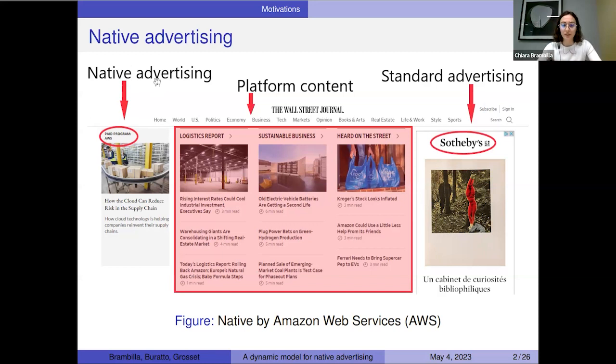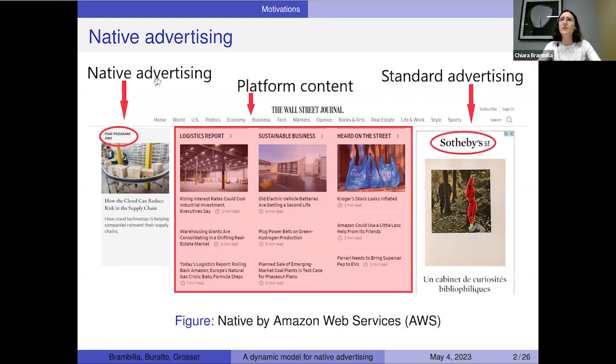meaning that this article is in fact native advertising supplied by Amazon Web Services. So we can see that native advertising is that kind of advertising that resembles the typical platform content, but it is not just that, because this native advertising is indeed an article that can be read by the consumer of the platform. And the only way a consumer has to recognize it as advertising is through little labels saying paid program, sponsored by, supported by, or similar. So it can be very hard for consumers to recognize this kind of advertising as advertising. And this makes native advertising very effective.